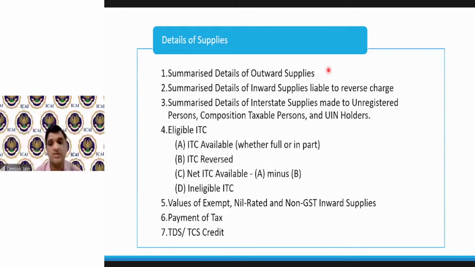Aparna, it means there is a zero return in 3B. Yes, there is a nil return in 3B when you don't have any kind of transaction, neither on the outward supply side, nor on the inward supply side.